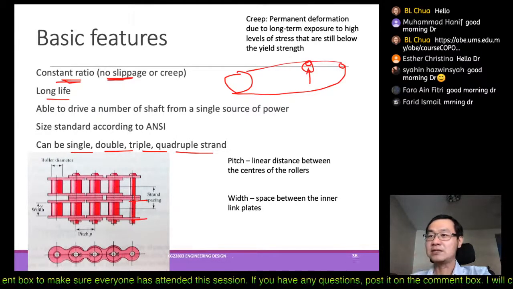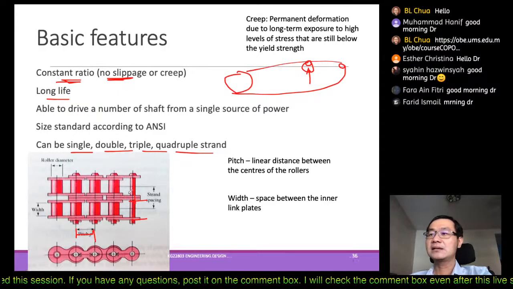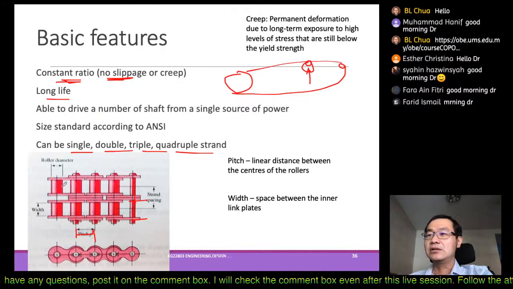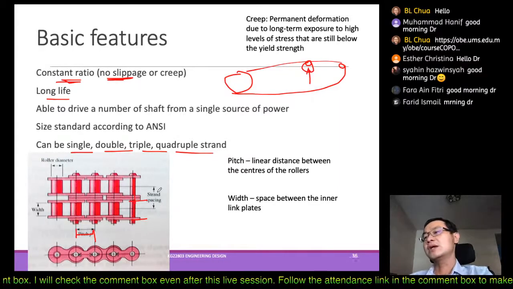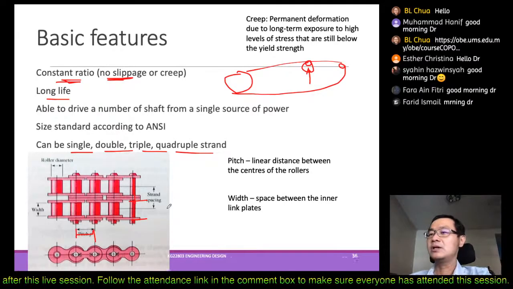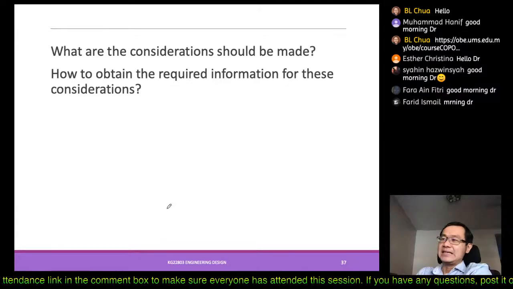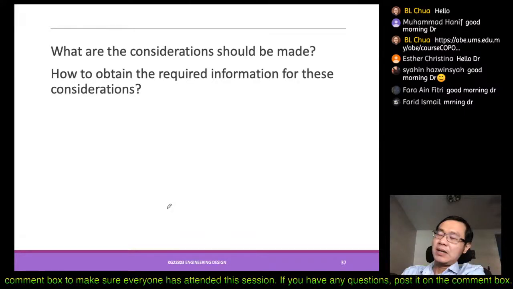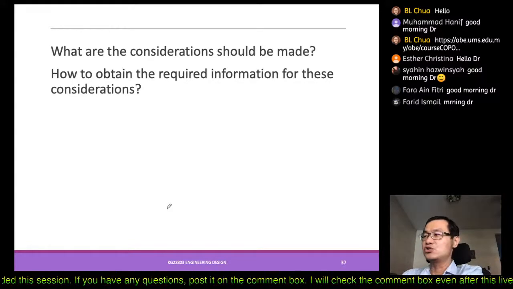strand, and this is the width, this is the pitch, the pitch length, and this is the pin or the roller itself. In between the strands there is a spacing between them if you intend to have that. So now what are the considerations that you should make when we design for the chain drive?